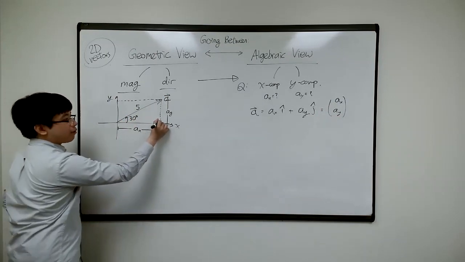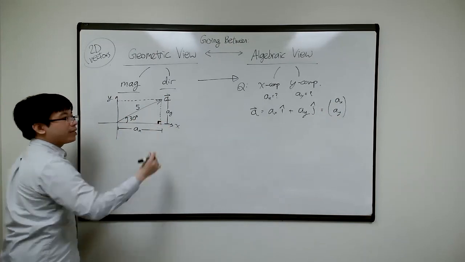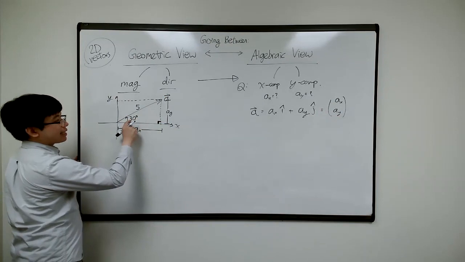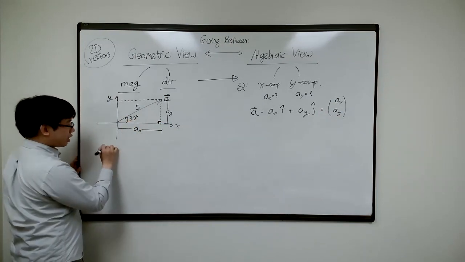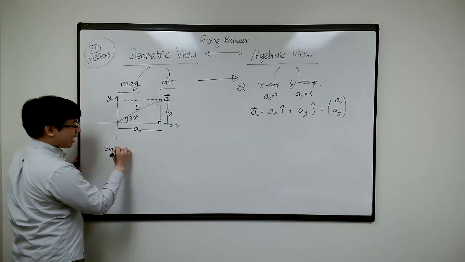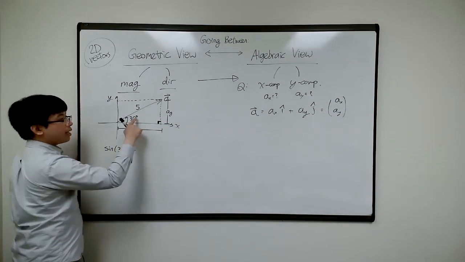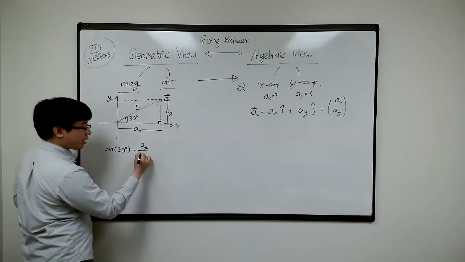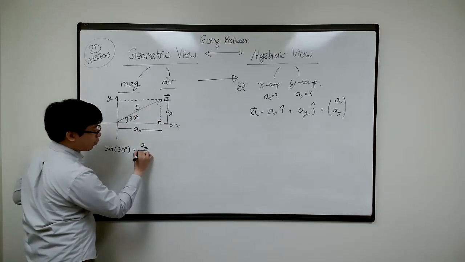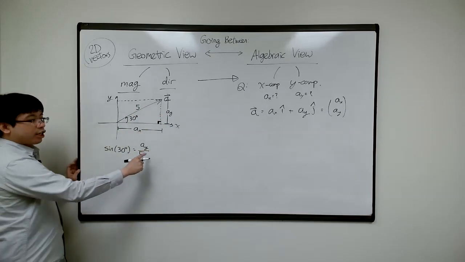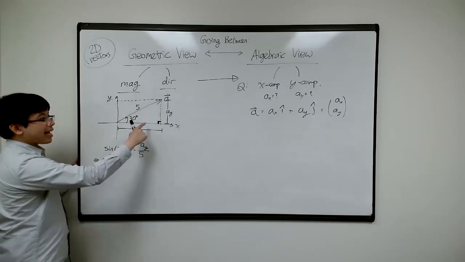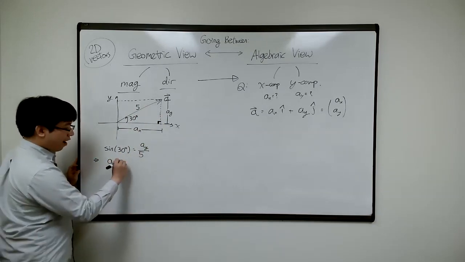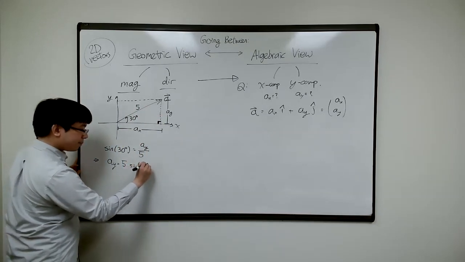Okay, so remember, this is a right angle triangle, so all you need to do is know your sines and cosines, sine, cosine, tangents. So let's say this is theta. So let's do sine of 30 degrees would be AY, so opposite over hypotenuse. So that would be AY over 5. And what does that mean? So that means that AY is 5 times sine 30 degrees.